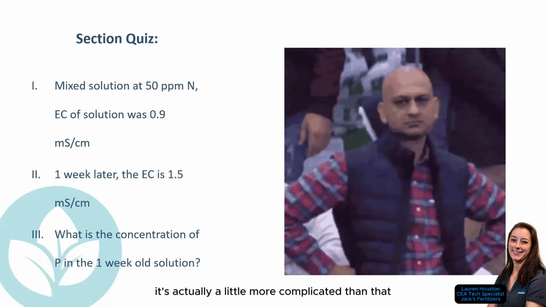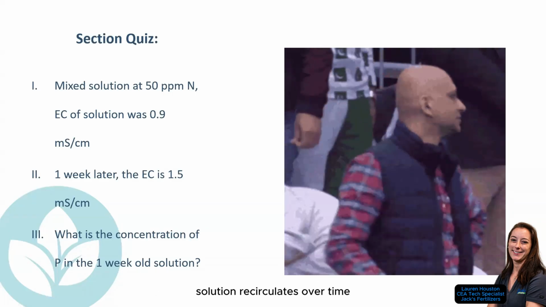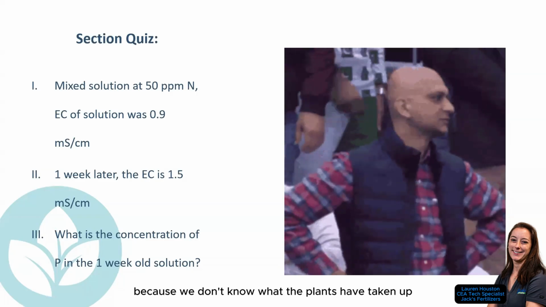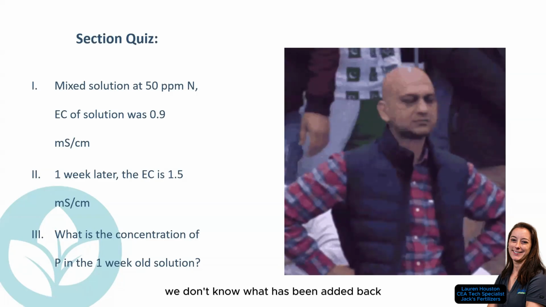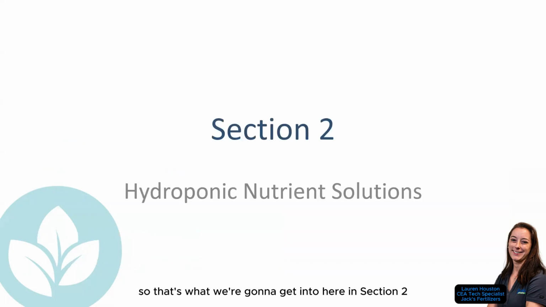Except it's not. It's actually a little more complicated than that. And you should know that as solution recirculates over time, we actually don't know what's going to be in there because we don't know what the plants have taken up. We don't know what has been added back. So that's what we're going to get into here in section 2, managing hydroponic nutrient solutions.